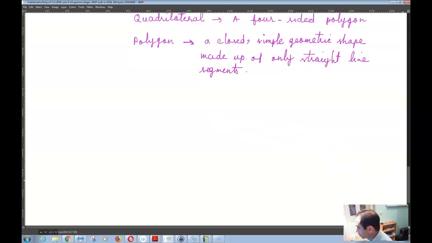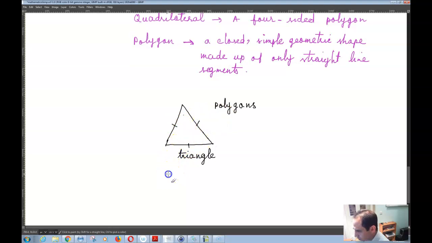Now when it comes to polygons, polygons start with triangles, meaning that the triangle is the starting point of polygons. These are all polygons. This is a triangle, and a triangle has 1, 2, and 3 sides. So you have 3 sides, 3 angles, and 3 vertices.